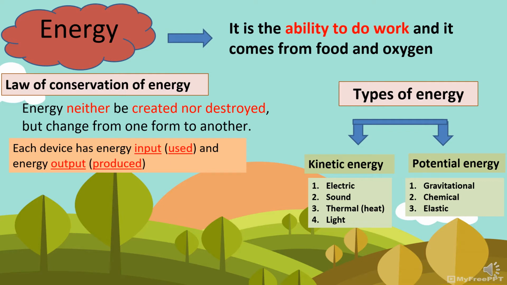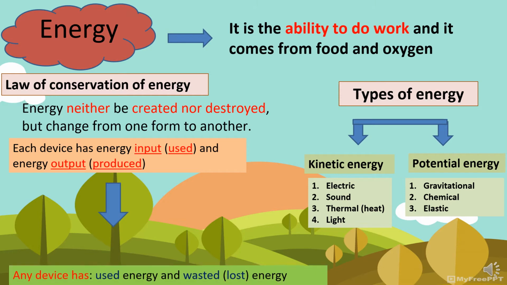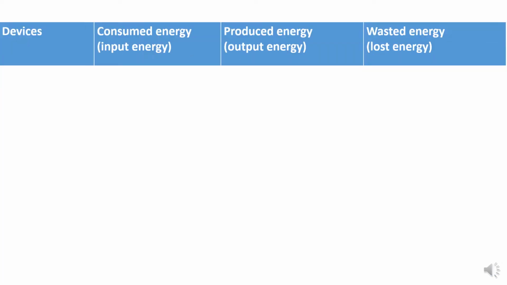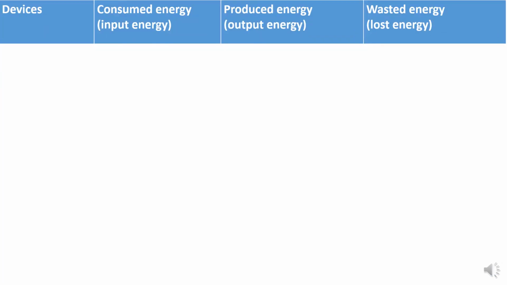Do you know that each device has input or used energy, the energy that enters the device, and also has output energy or produced energy, the energy that comes out from the device? In the produced energy, there are some energies that we use and other wasted energy that we don't use. Let's take some examples. Could you tell me what is the input energy, output energy, and the wasted energy of each device?